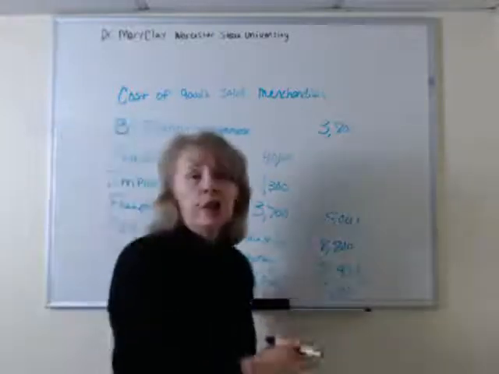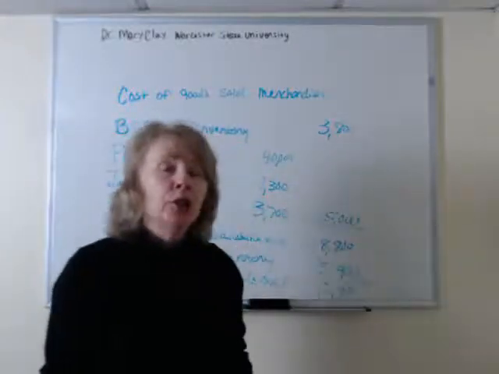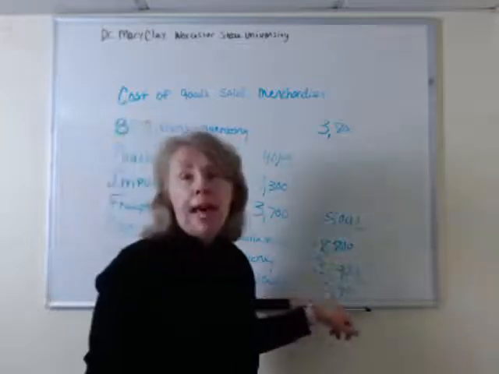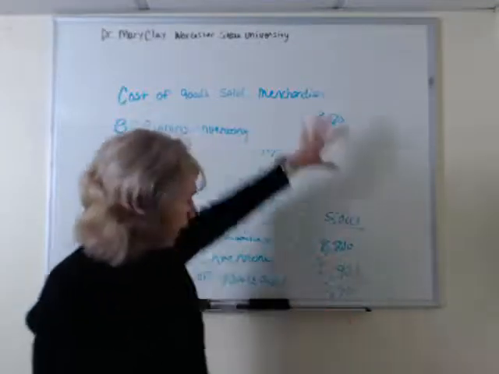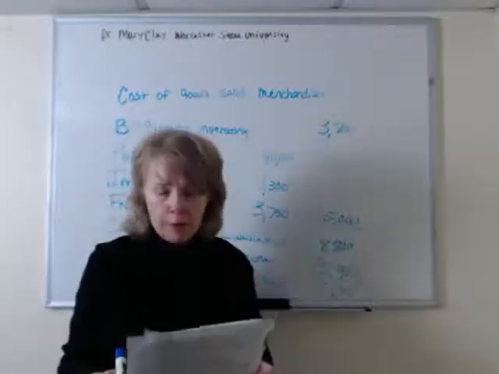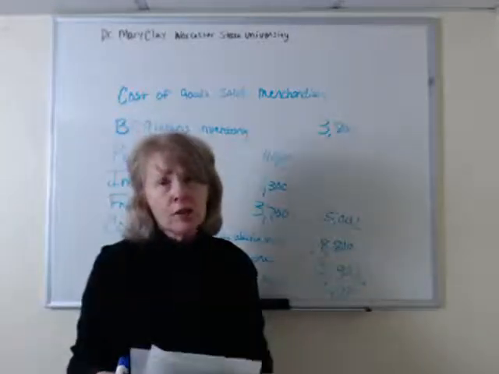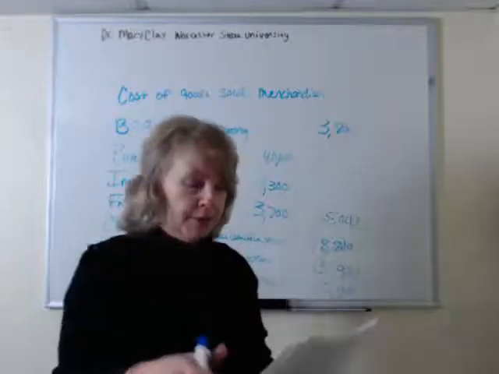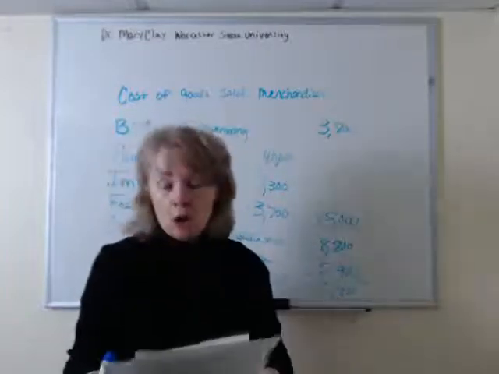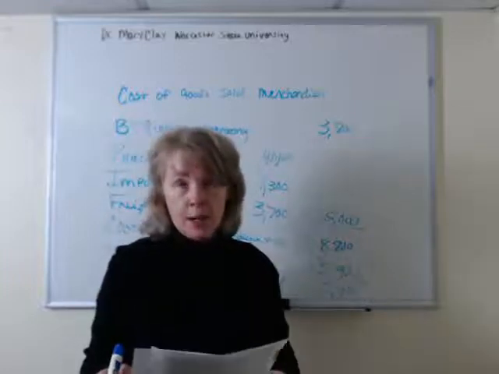So your answer is 42,900. Remember, when you're working in the lab, put in your commas or the lab will mark you wrong. Okay, so that's the format. Now remember, that is figuring out cost of goods sold for a merchandise company.